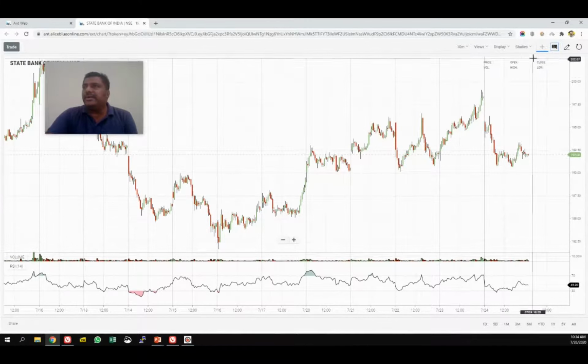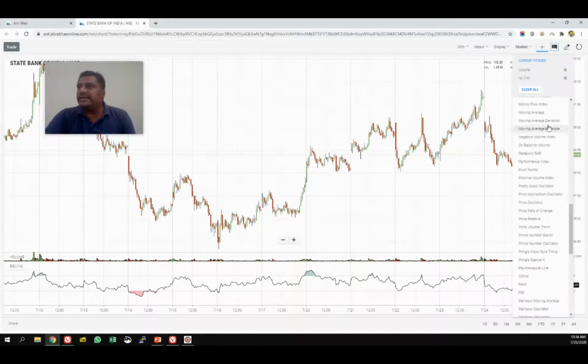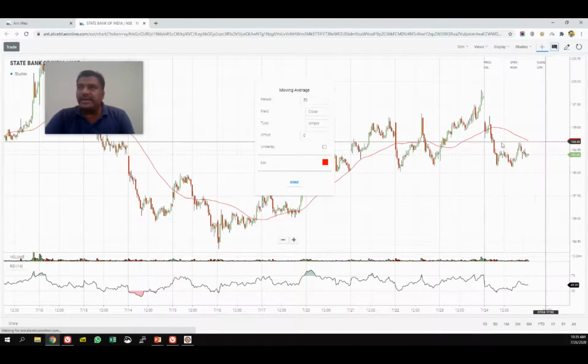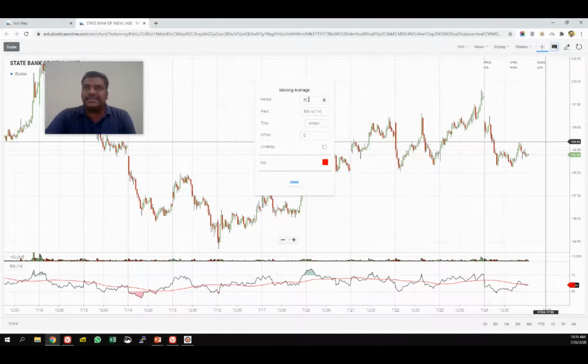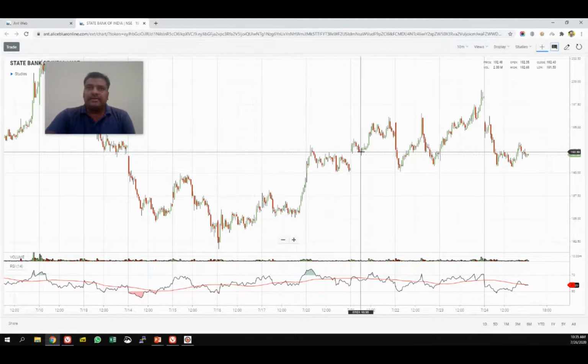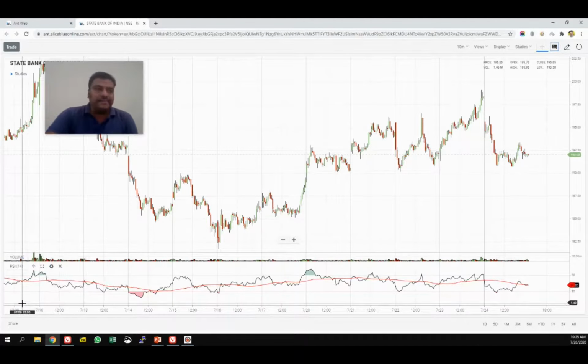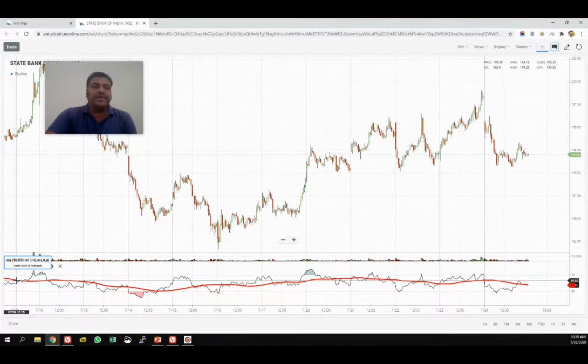So now we will add one more RSI. Now we'll add a moving average over here. In this, I'm going to select RSI 14, and it's a 50. Okay, fine. Got it. See, now here you see the red line, which is the moving average of the RSI 14. And you have the regular RSI 14, which is a black line.